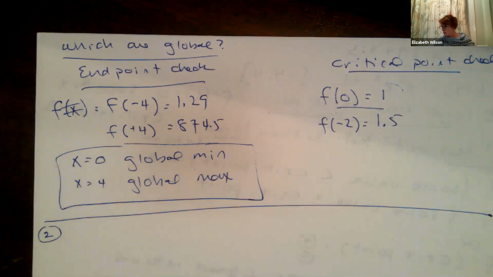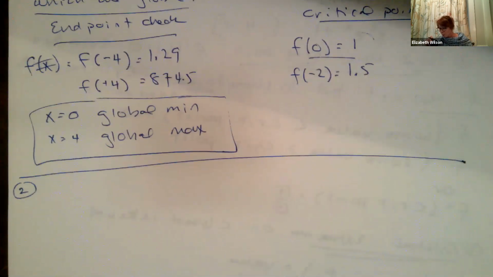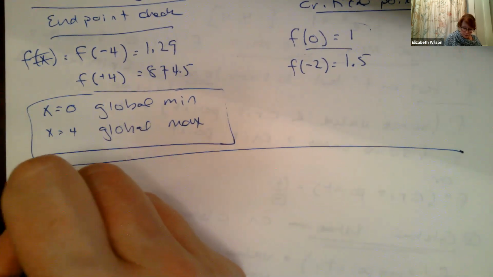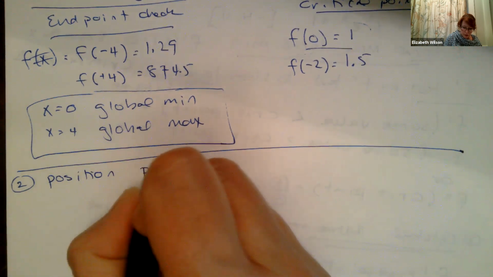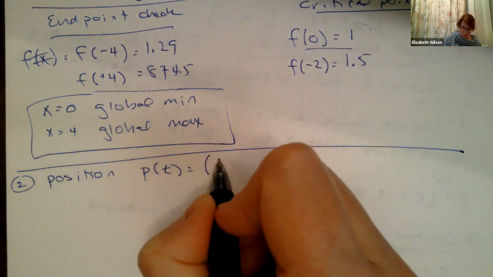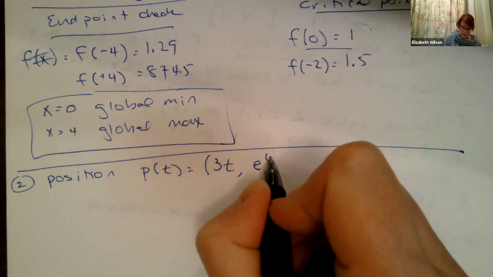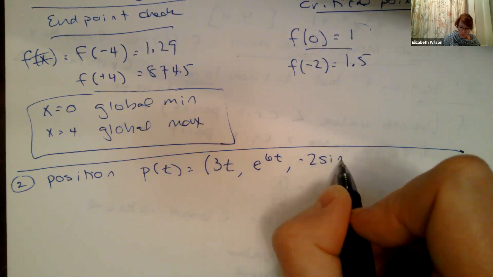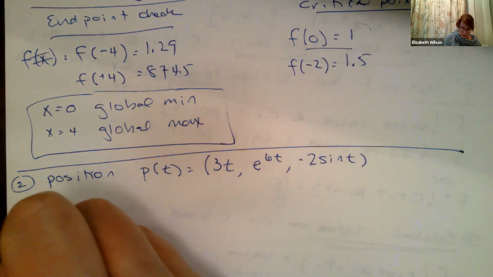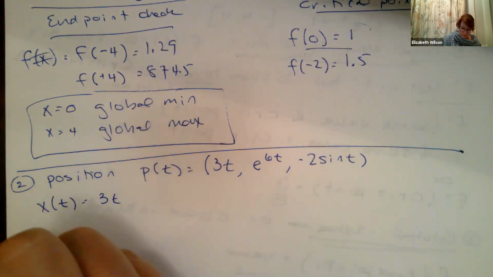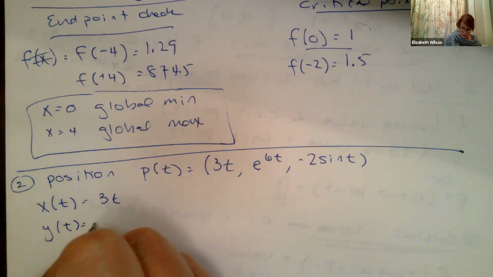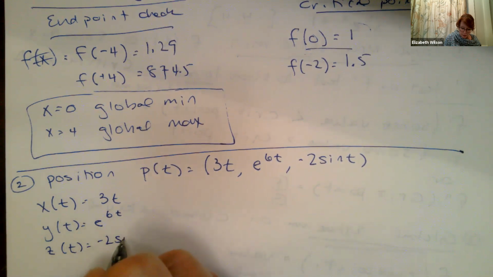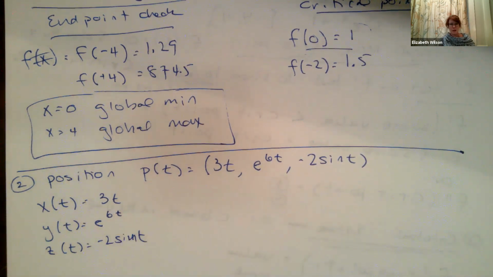All right, question 2 is another source of confusion. So our position as a function of time. I have my x coordinate 3t, e to the 6t, that's my y coordinate, and my z, minus 2 sine of t. So I can think of x of t equals 3t, y of t equals e to the 6t, and z of t equals minus 2 sine of t. I've got 3 components, okay, that makes it an x, y, z.